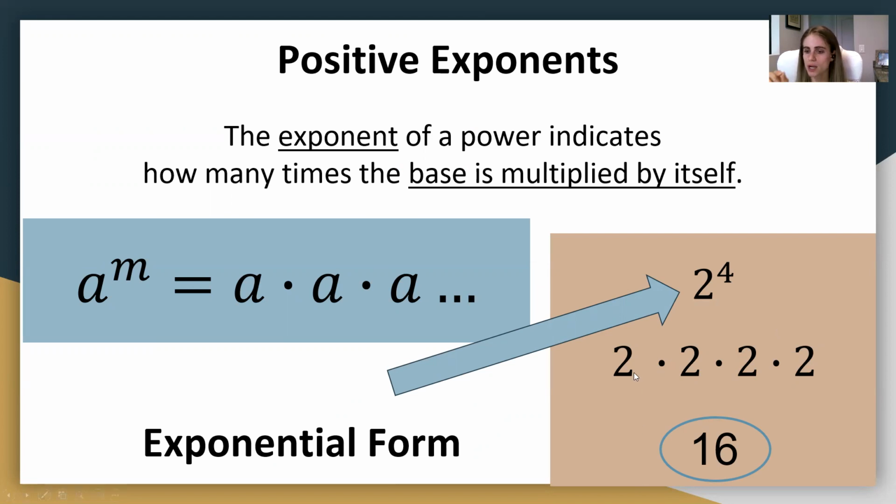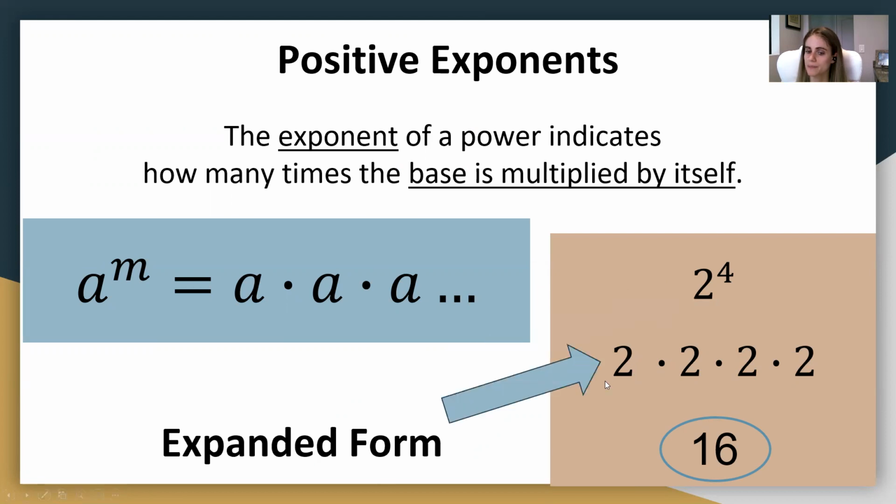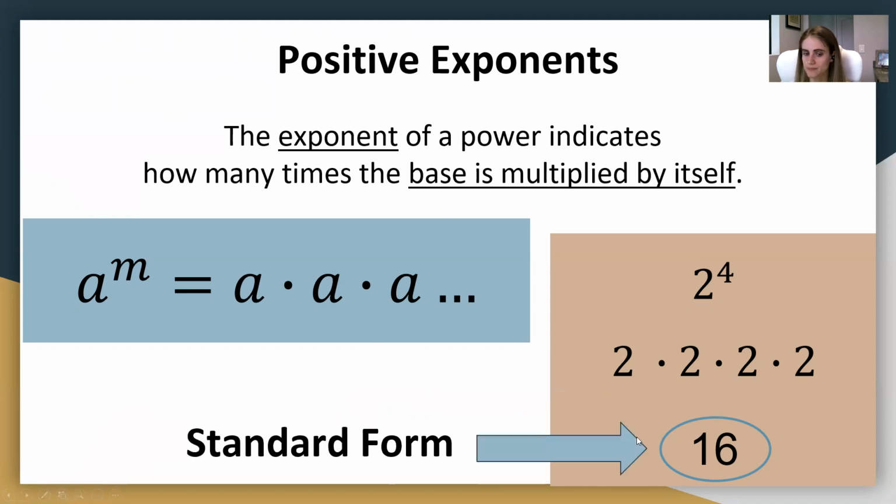How about when we write it out as 2 times itself 4 times? That's called expanded form, because we expanded it. That makes sense. And last but not least, when we simplify it completely, what is that form called? Standard form. That's another set of vocab that you should add to your notebook. And because this is recorded, you guys can always rewind it and pause it to take those notes as needed.